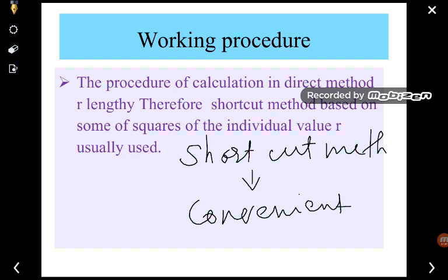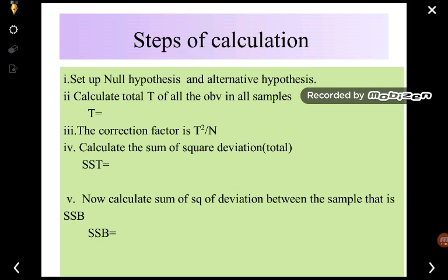Now coming to the steps of calculation. We have to follow nine steps for the calculation, and we'll go one by one. In the case of ANOVA calculation, you have to follow one step after another. You cannot suddenly come to the conclusion. You have to follow these steps one by one, and in this way we are going to calculate the ANOVA.